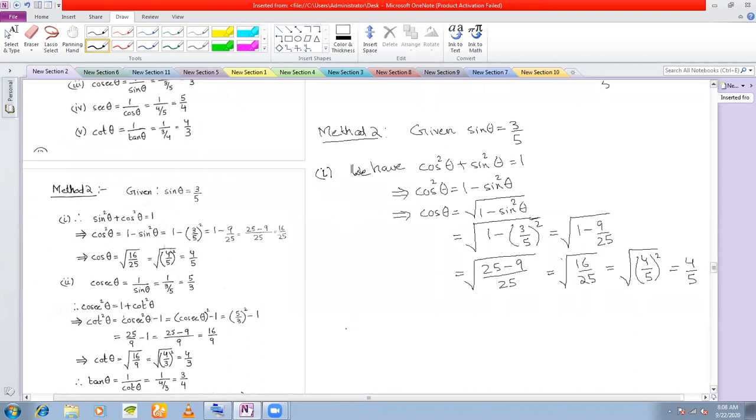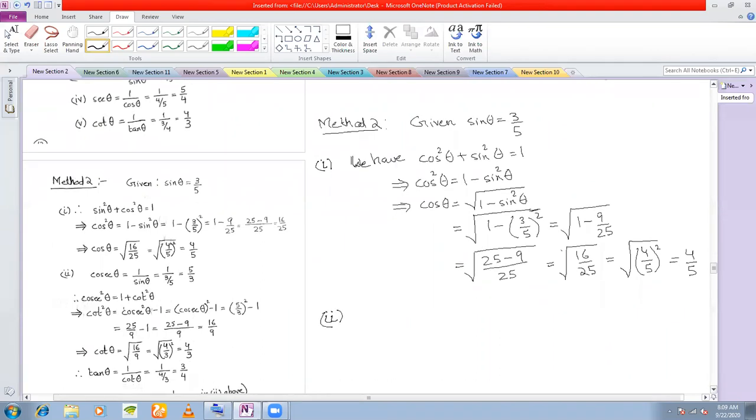This was number 1. And in number 2, in order to find tan theta, given sin theta, you know that sine and cosec are related. They are reciprocal of each other. So what we do here, we first find cosec theta. Cosec theta is 1 by sin theta, 1 by 3 by 5, which is 5 by 3.